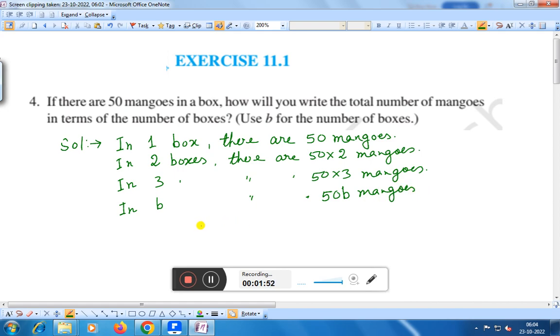where 50 is the constant, and B is the number of boxes, right? This is the solution of question number 4, exercise 11.1, right?